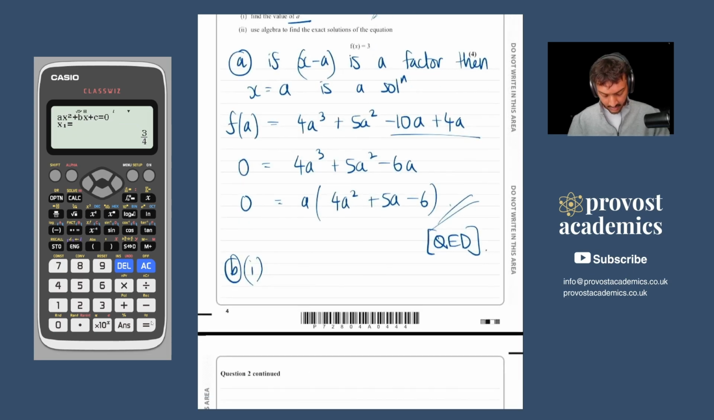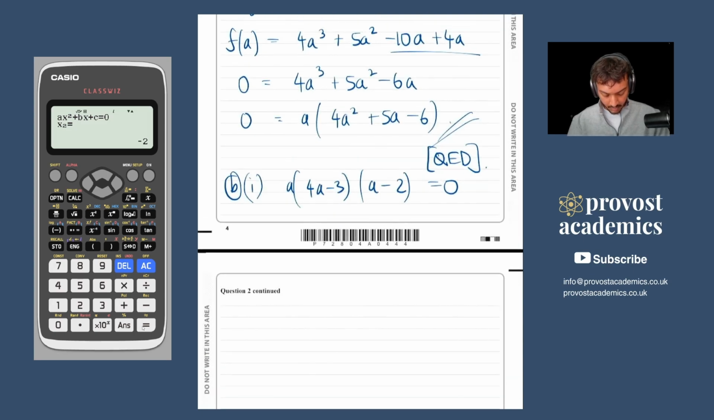So that gives me as my first solution a times 4a minus 3, and my next one is a minus 2 equals 0. So therefore my three solutions are a1 equals 0, or a2 equals 3 over 4, or a3 equals 2.